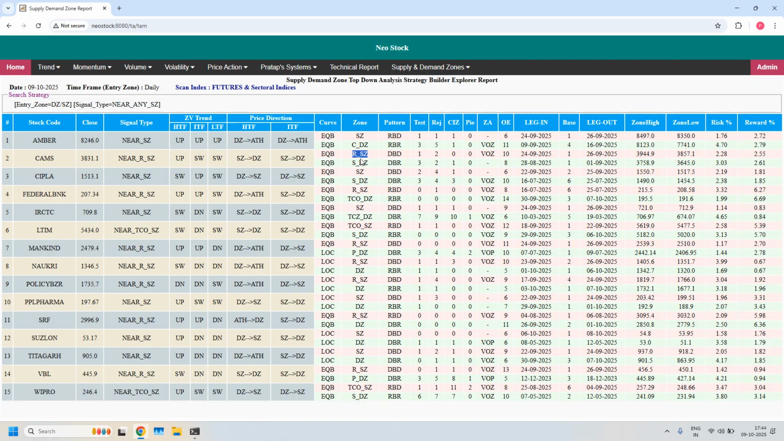So you may get trade opportunities on either side when a stock is having both zones as high liquidity zones, even though it is listed as a stock near the daily high liquidity supply zone. But anyway, this is the first one.